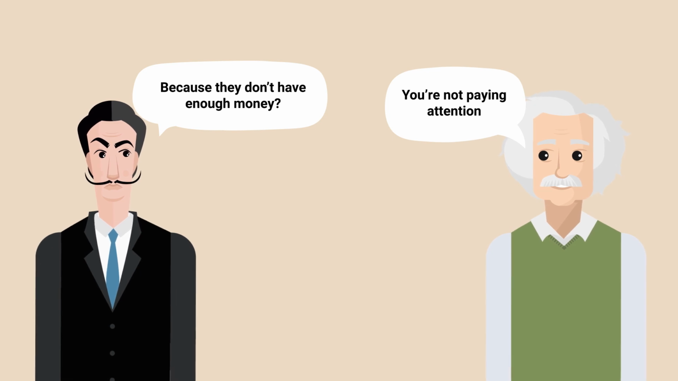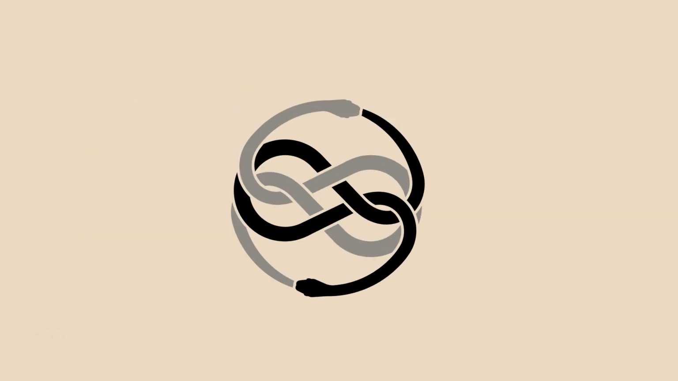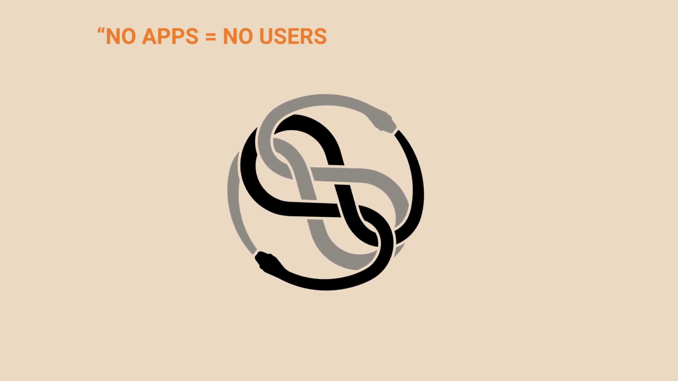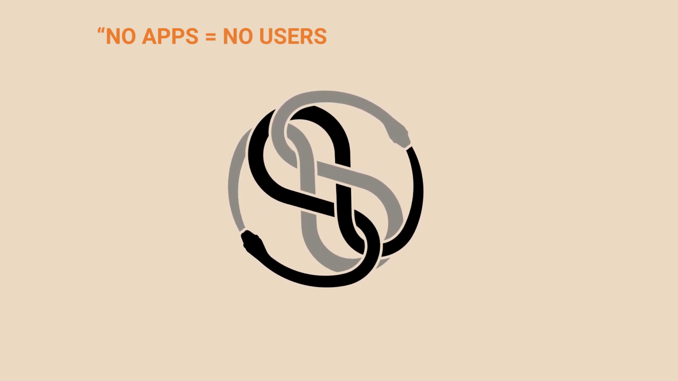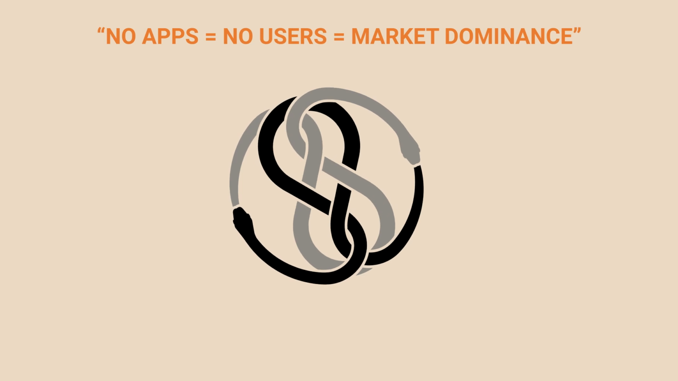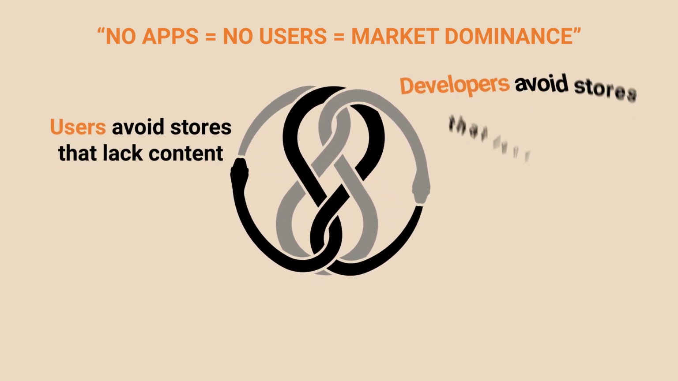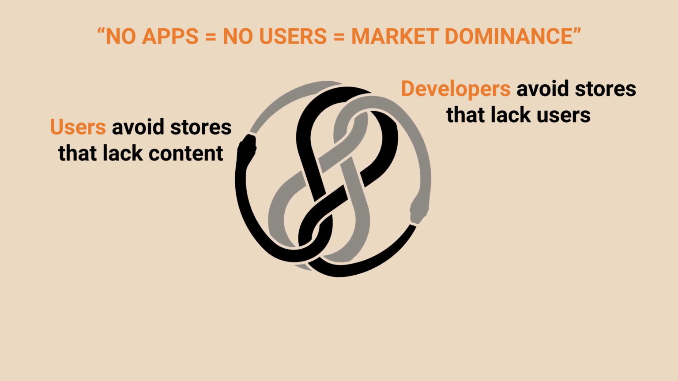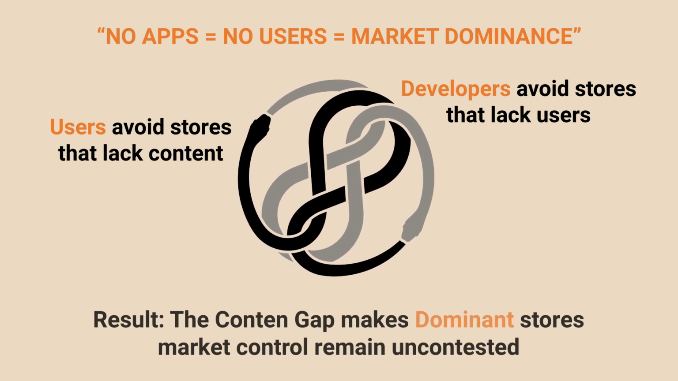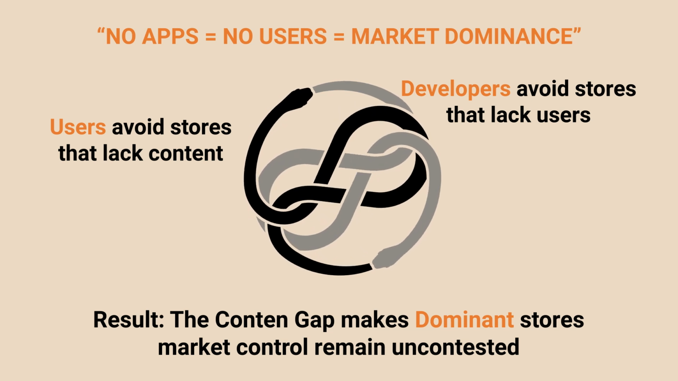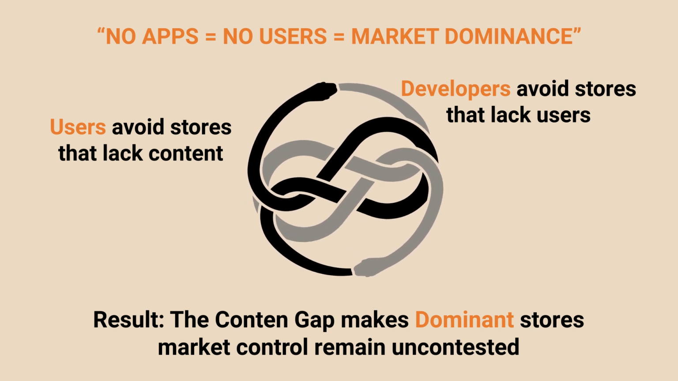You're not paying attention. The reason is this: when a rival store has no apps, they have no users. And this absence of users allows the gatekeeper stores to preserve their market dominance. Users avoid stores that lack content for obvious reasons, and developers will avoid stores that lack users. And as a result, the content gap between the gatekeeper stores and the rival ones keeps the market dominance uncontested.